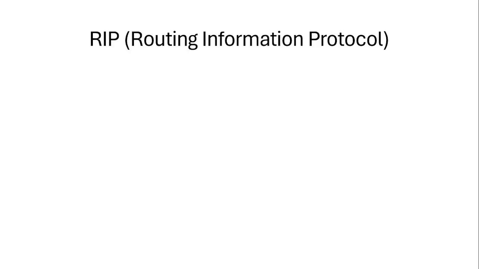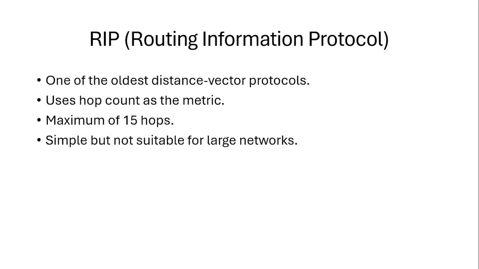Now let's see about RIP. RIP is one of the oldest distance vector protocols. It uses hop count to measure the distance between each router. The maximum hop count is 15. It is simple, but it is not used for large networks.